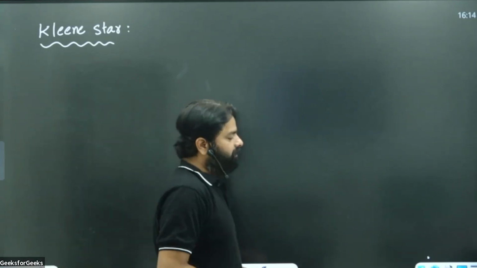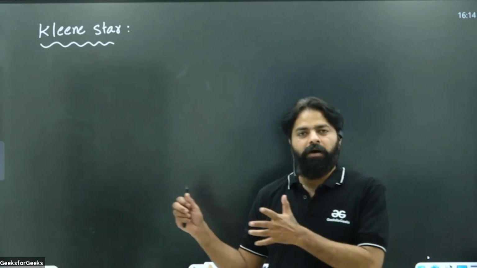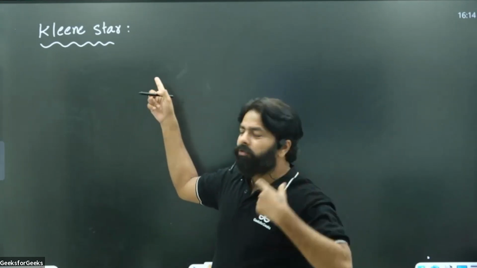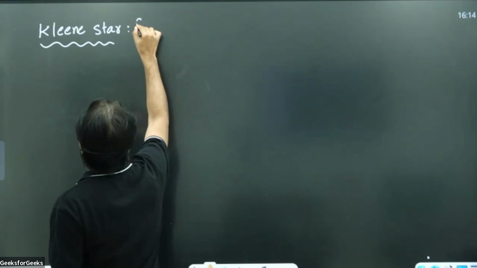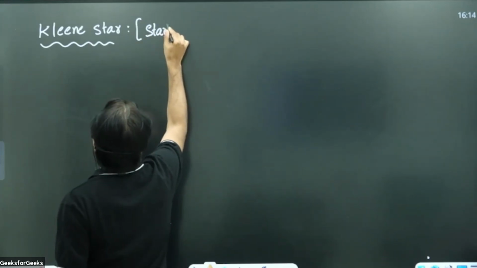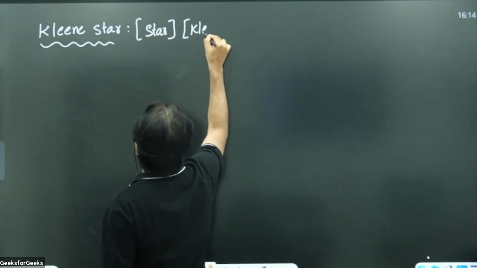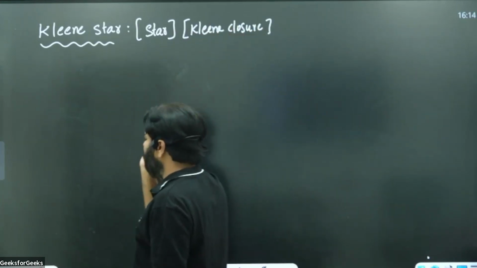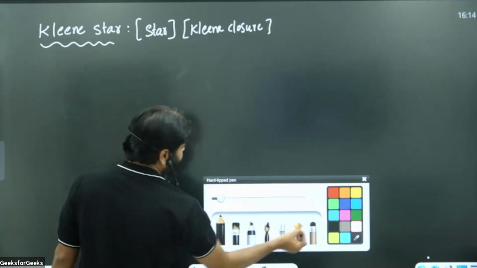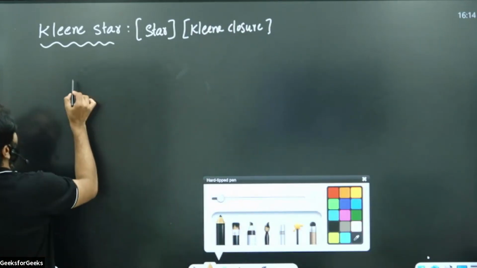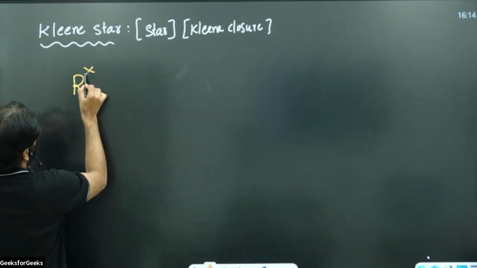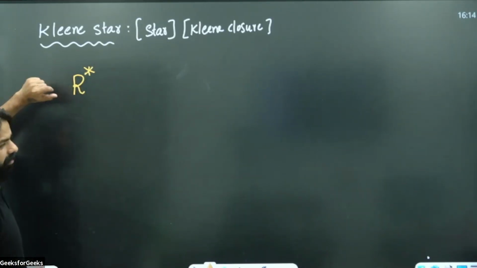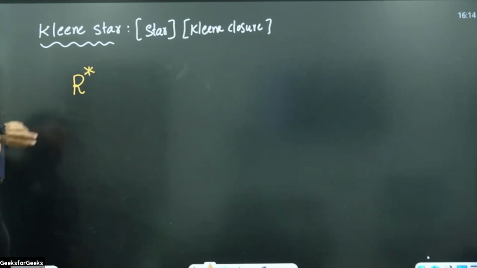Now this Kleene star is different from all other operators like OR and concatenation. It is a unary operator, right? So this you can simply call star. Sometimes you can call it Kleene closure, but star is the best word. What is the meaning of this R star? A Kleene star of R, or a Kleene closure of R.